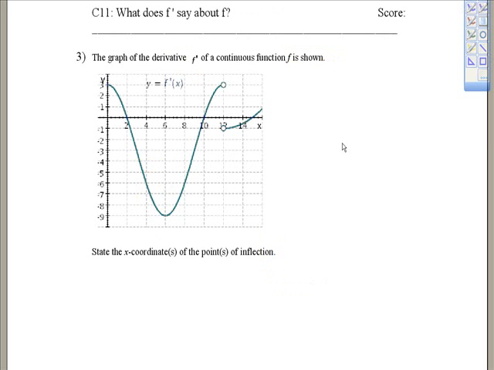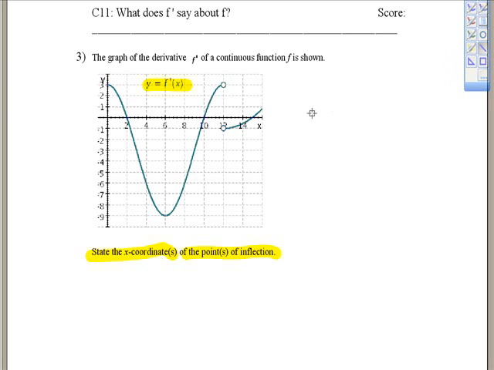11, what does F prime say about F? It says the graph of F prime is given, and it's a continuous function. We're supposed to state the x coordinates of F where there are points of inflection. The points of inflection are the zeros of the second derivative. So how do we look at this graph of F prime and find the zeros of the second derivative?